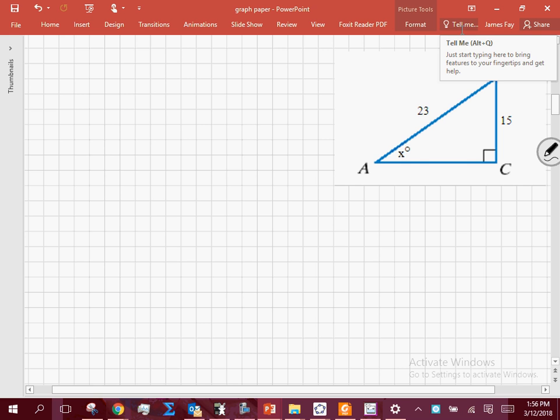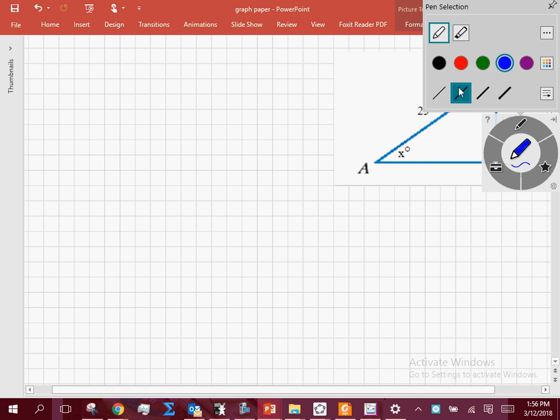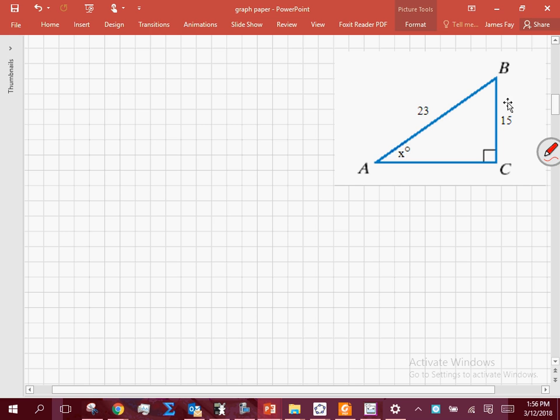First thing you do is you still label your sides based off of x. So what side would this be? Opposite. What side would this be? Hypotenuse. So this is a situation where I'm still going to use sine, correct? So sine of x is equal to opposite, which is 15, over hypotenuse, which is 23, right?